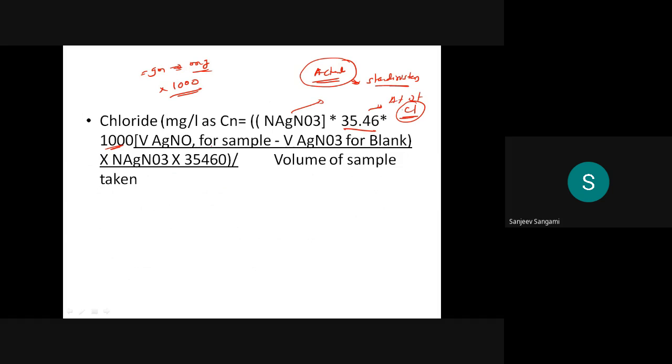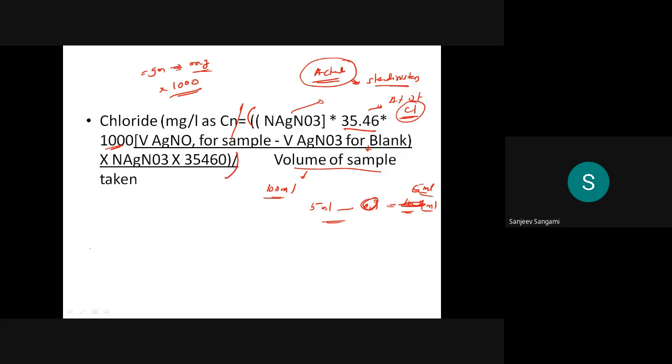Then the volume of AgNO3 for the sample and AgNO3 for the blank. Suppose, as I said previously, here you assume 5 ml is consumed, and for the blank 0.1 is consumed, then it has to be deducted. So the total volume consumed is 4.9 ml. That has to be deducted because in the blank also chloride is there. Suppose we are getting 0 here, then the total will be 5 ml only. Then the whole is divided by the volume of sample taken. How much volume did we take? We took 100 ml sample.